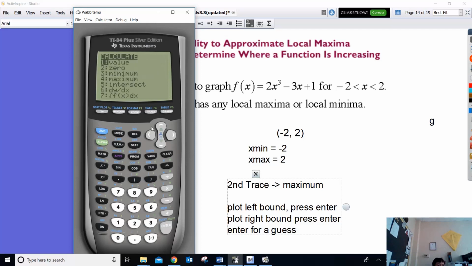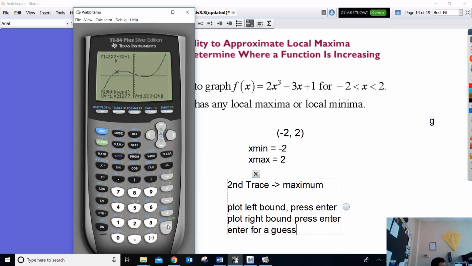All right, so second trace, that is a maximum, what I was pointing at. And when I do a second trace max, the calculator says give me a left boundary. So you take your little cursor and you get left. Remember doing that? What's wrong over there? Okay. So I got left. Once you get left, you press enter.